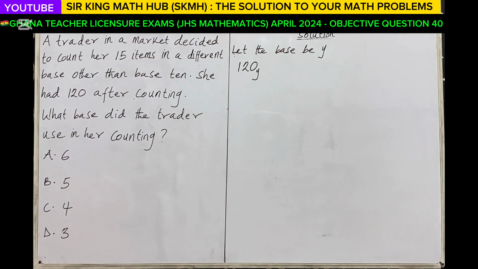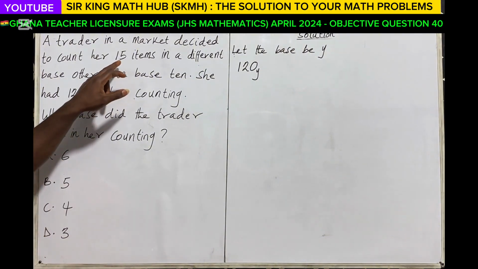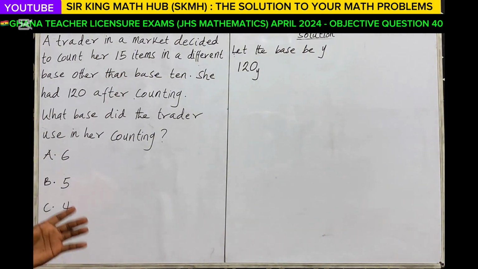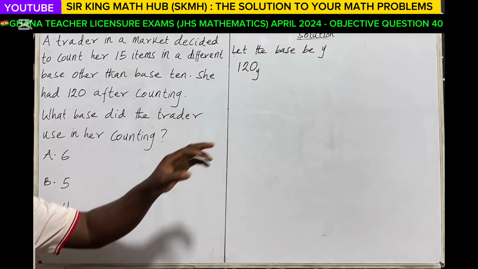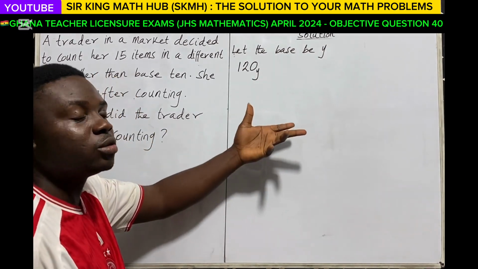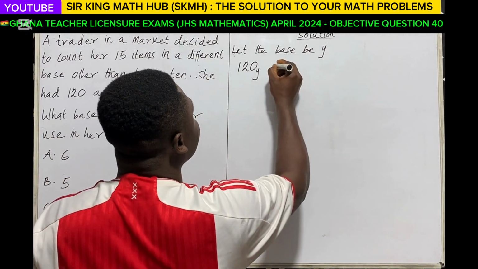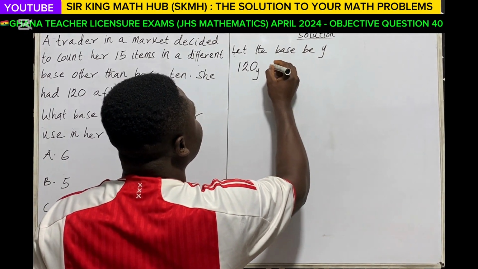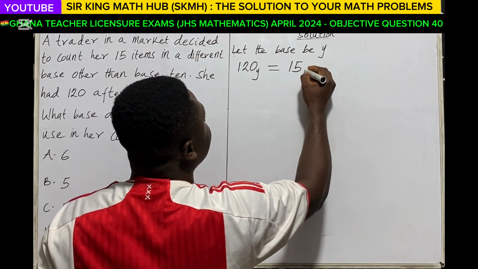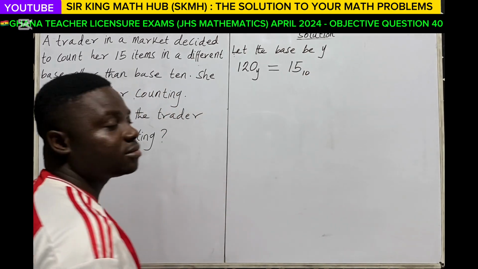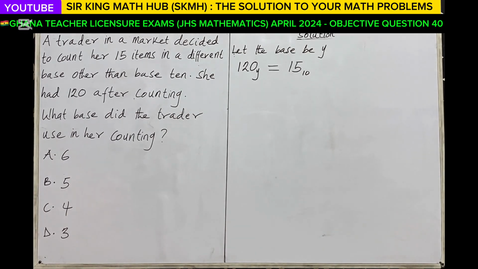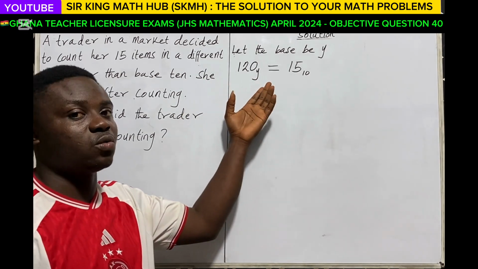And remember that the actual number of items in base 10 is 15. When the items were counted in base 10, that is 15. We have 15 different items. But when we count the items in base y, we are getting 120. So we could see that 120 in base y will have the same value as 15, this time in base 10. So that is the difference. So now how do we solve for base y?